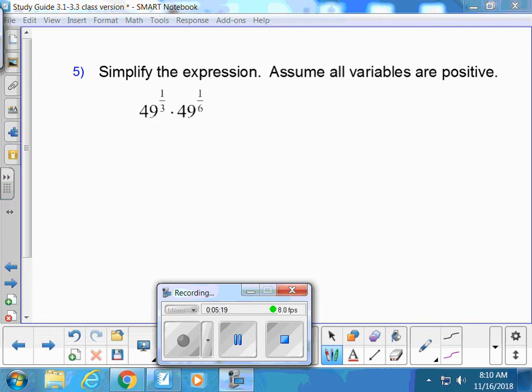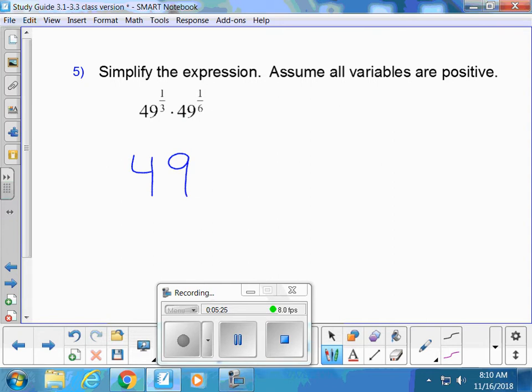All right, we're back. Number 5. I kind of want to get the 49 into one single base 49, but that's going to require me to add the 1/3 and 1/6. So honestly, this is just a lesson on, do you remember how to use common denominators? What's a good common denominator for 3 and 6? 6, good. I think you're learning.